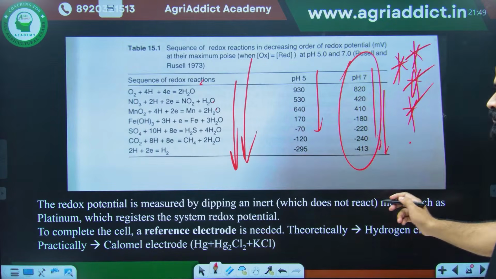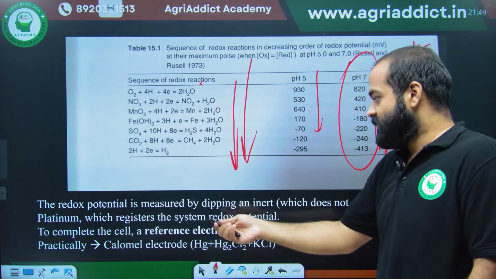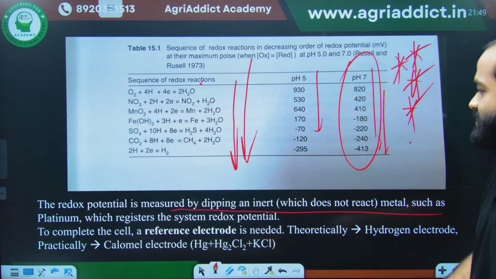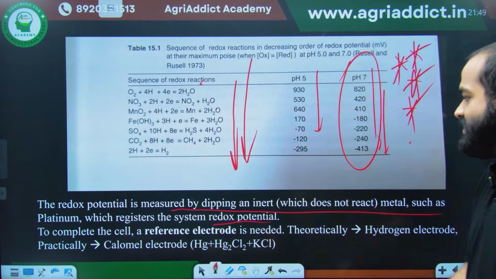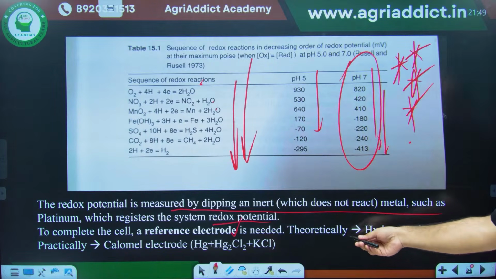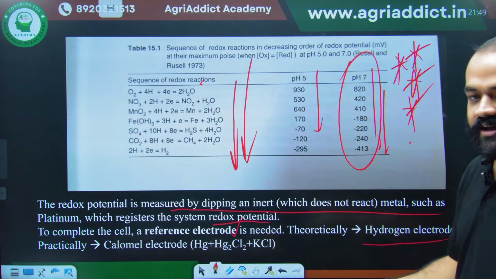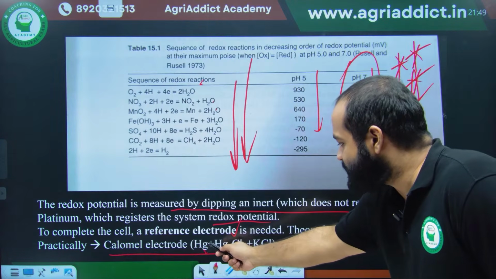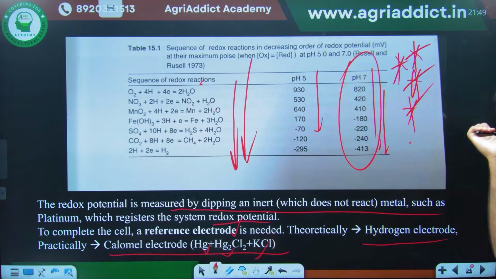All right. Here I have given some extra points for you. The redox potential is measured by dipping an inert metal such as a platinum electrode. To complete the cell, a reference electrode is needed. This reference electrode ideally is the hydrogen electrode, but practically it cannot be used. Practically we use the calomel electrode, which is Hg plus Hg2Cl2 plus KCl. All right.